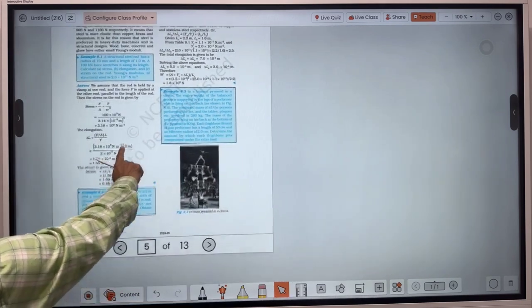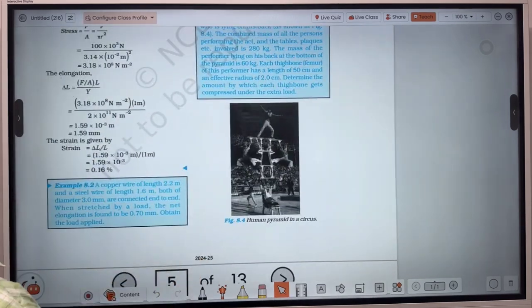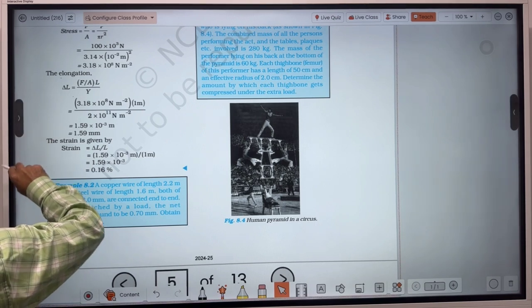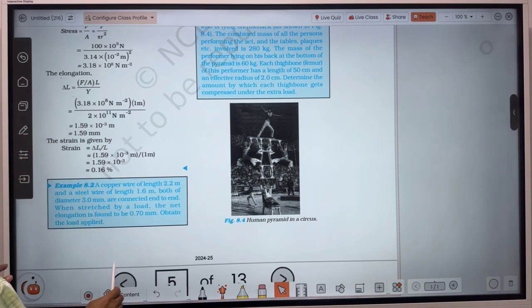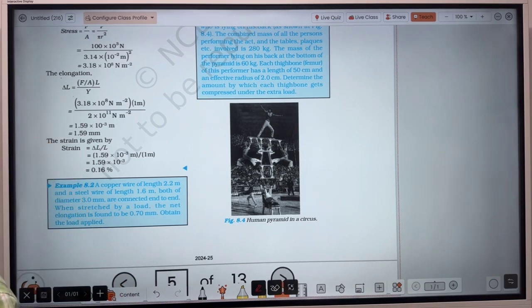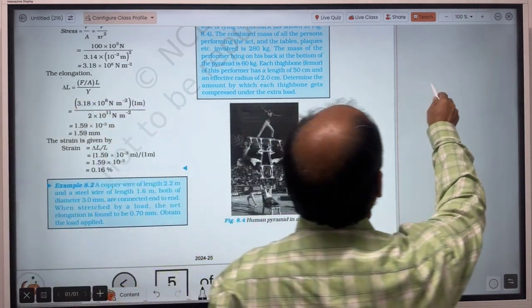Next question says, a copper wire of length 2.2 meter and a steel wire of length 1.6 meter, both having diameter 3.0 millimeter, are connected end to end. When stretched by a load, the net elongation is found to be 0.7 millimeter. Obtain the load applied. This is a very important question for your exam, so you have to be very careful. I am going to show you the situation.